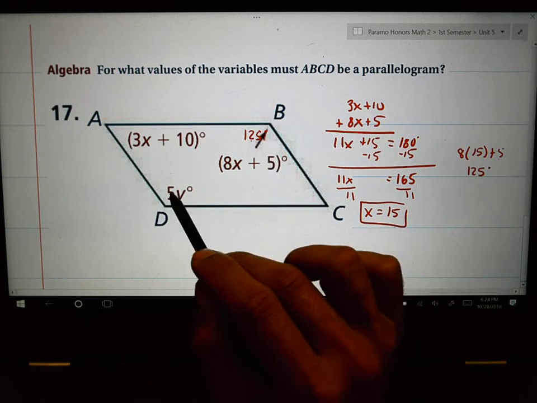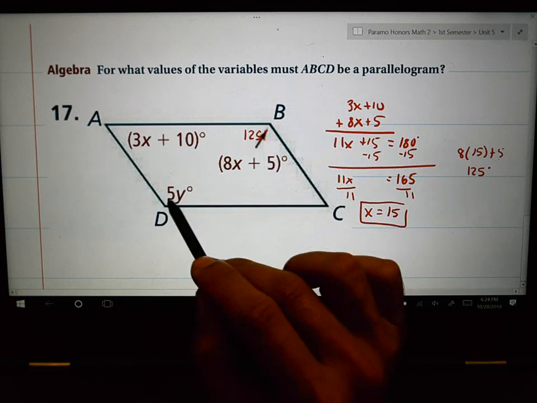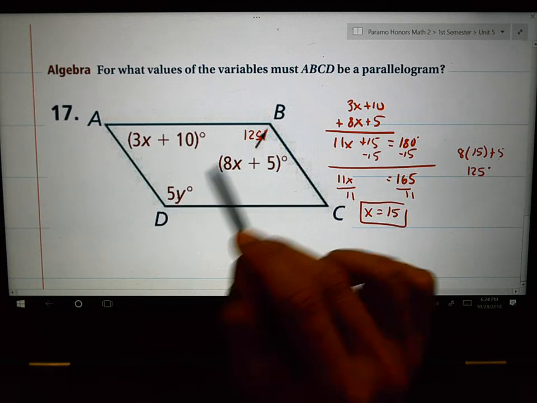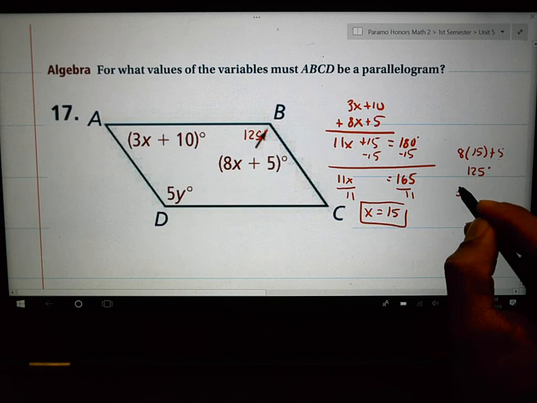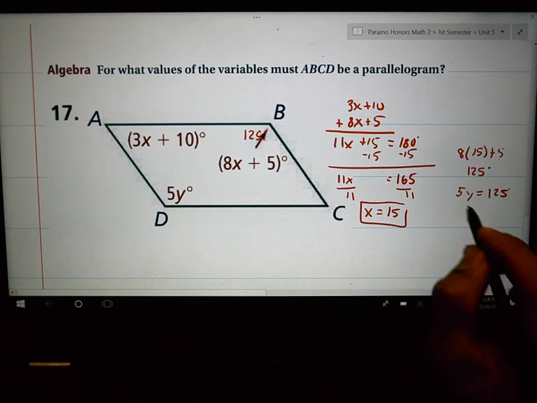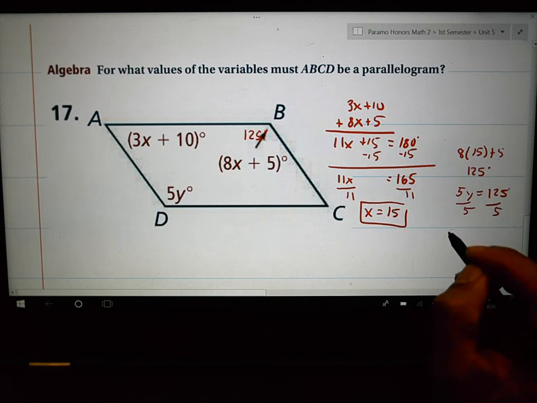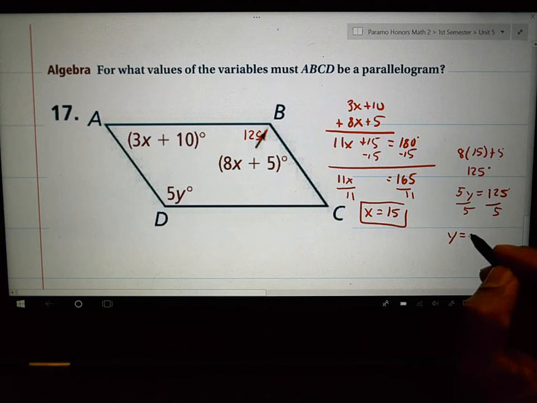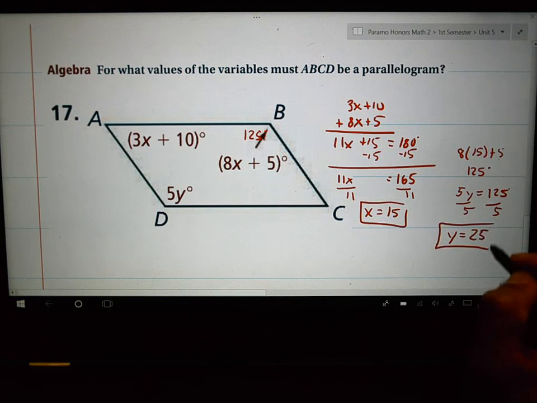know what this has to be equal to. Opposite angles in a parallelogram have to be equal to each other. 5y has to be the same as 125. That's how I'm going to figure out what y is. I'm going to divide by 5, and I'm going to get what y is equal to. 125 divided by 5, y has to be 25 degrees.